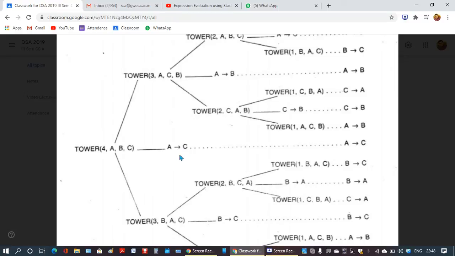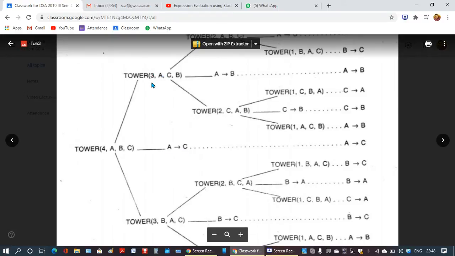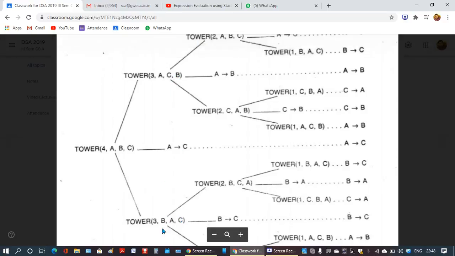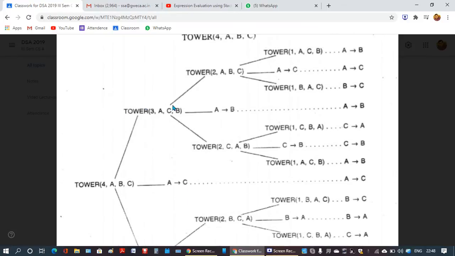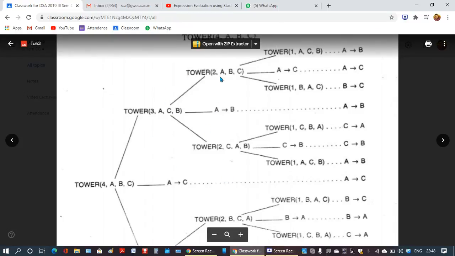And now your task is shifting those 3 disks which you have shifted from A to B. You will shift them now from B to C. So this is Tower 3 B to C, and this A is auxiliary. Now you come to this problem, Tower 3 A C B. So this problem can be solved recursively by converting it into 3 steps.